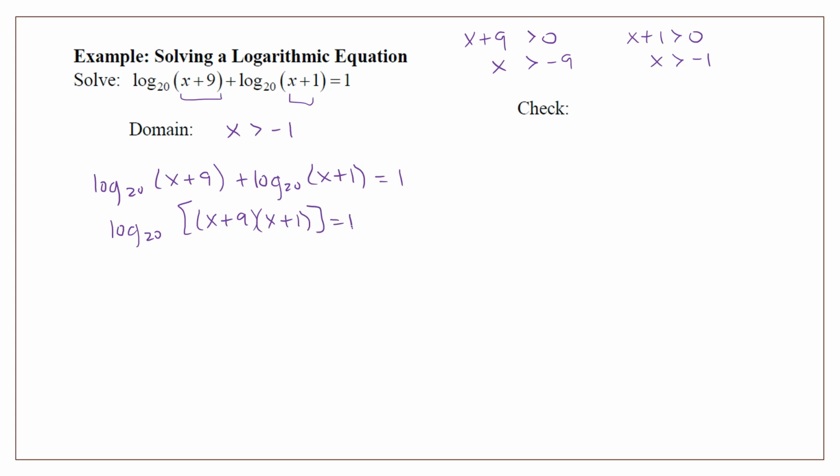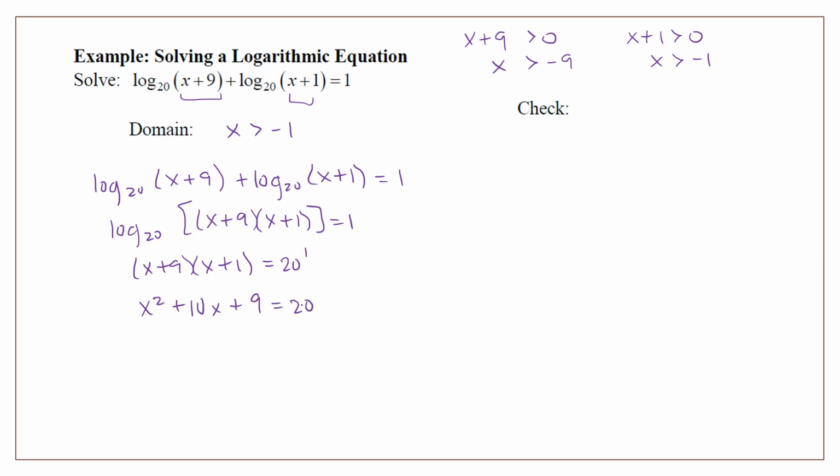Okay, so now we have a single log. So we can now rewrite this log statement as an exponential statement. So we'll have x plus 9 times x plus 1 equals 20 to the first power, or just 20. We have two binomials being multiplied together, so I can use FOIL in order to combine them. So I'll have x squared plus 10x plus 9 equals 20.